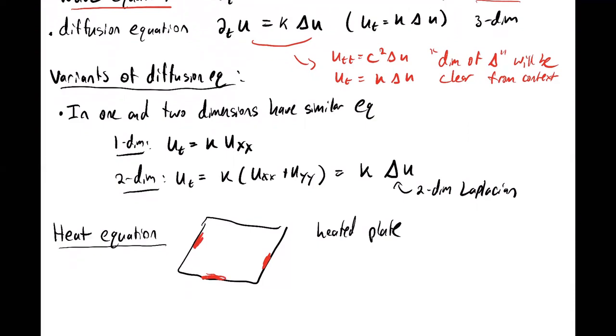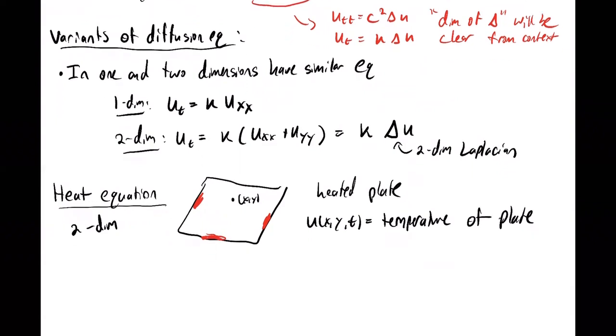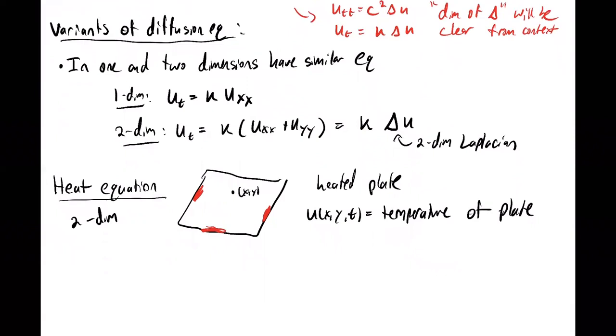Let's say for simplicity we're in 2 dimensions. Let's define a function u of x comma y at time t, and let this be the temperature of the plate. When I say plate, I mean maybe a metal plate, like a block of metal. So let's let this equal the temperature of the plate at point x, y and time t.